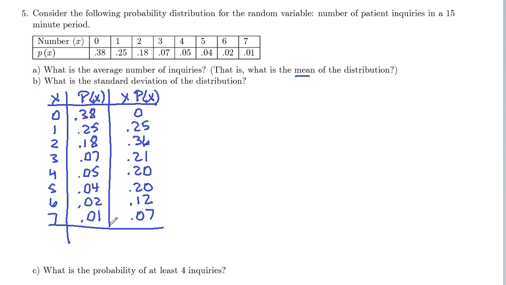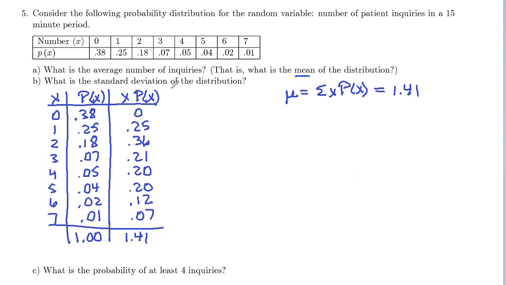Now when you sum up the probability column, that should sum up to 1.00. We sum up the x times probability of x column, we get 1.41. Okay, that's our mean. So our mean here is the sum of the x times probability of x formula, which is 1.41.